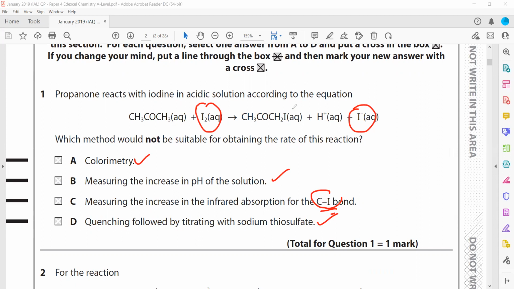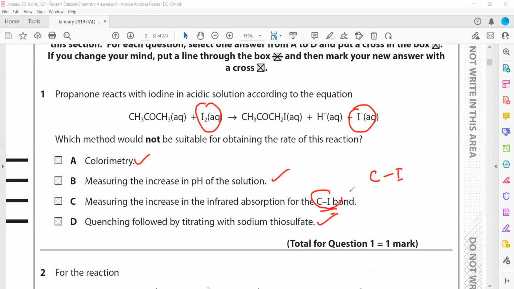Even if one molecule is produced or 100 molecules are produced, they will all absorb the same amount of infrared radiation. It does not make a difference to the absorption. If I have one molecule with a C-I bond or 100 molecules with C-I, infrared absorption will be the same, because it shows the range of wavelength or wave number, not the number of molecules. So measuring the increase in infrared absorption cannot be used for this, because there will be no increase.